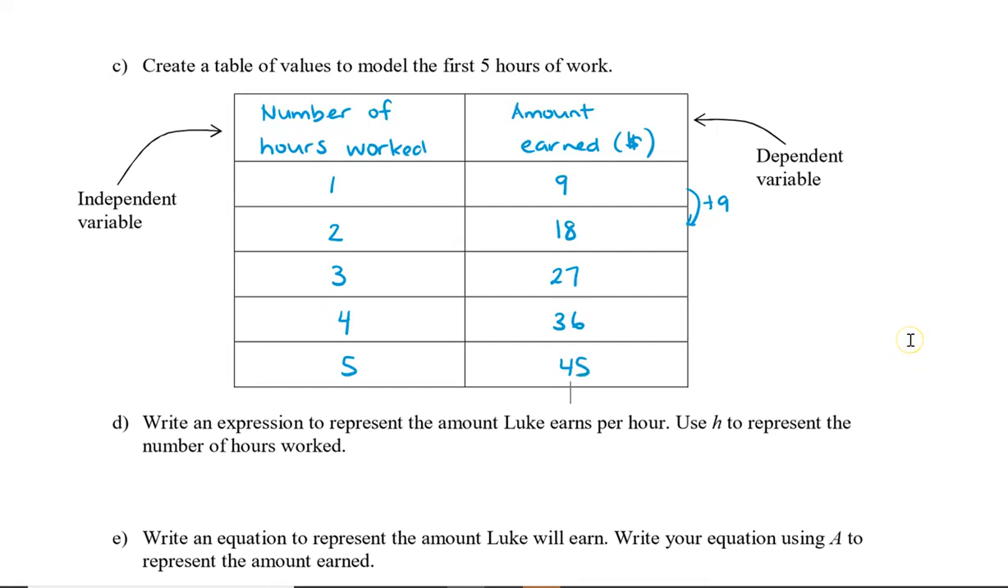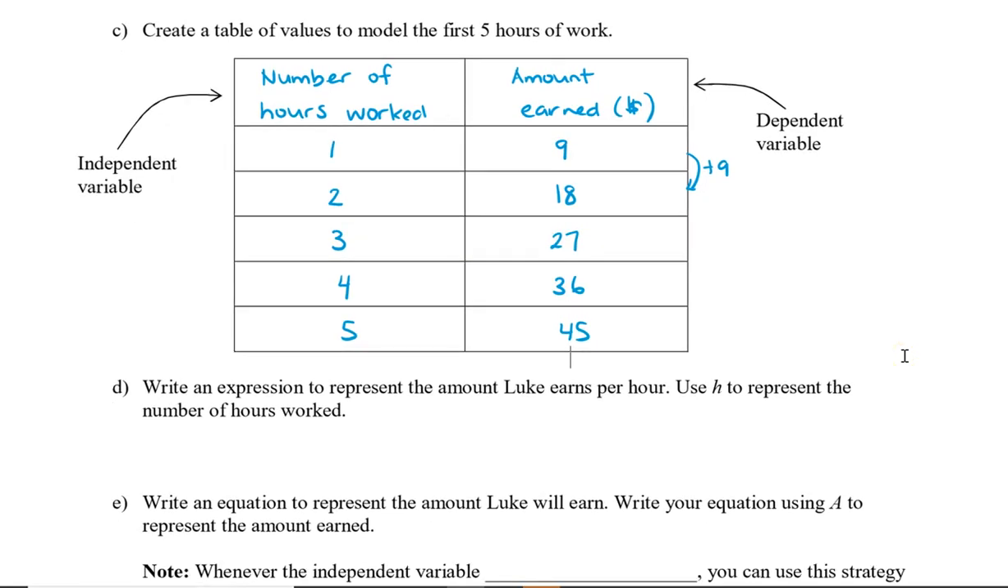All right, our next part is to write an expression to represent the amount Luke earns per hour. Use H to represent the number of hours worked. Okay, so we can see that he earns $9 every hour. So therefore, our expression would be 9 times H, or we can just say 9H.